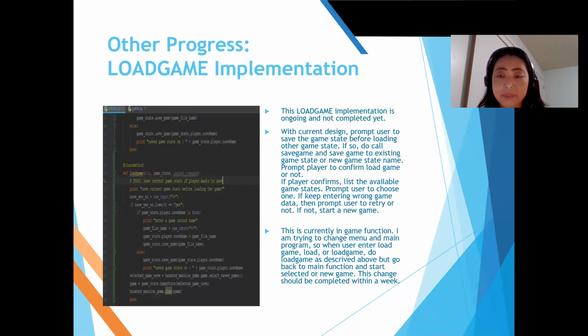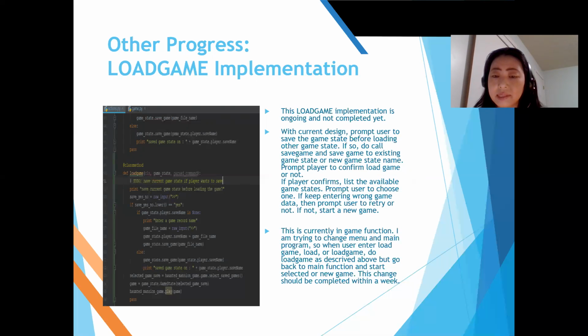With the current design, it prompts the user to save the game state before loading another game state. If so, it calls save game and saves to the existing game state or a new game state name. Then it prompts the player to confirm loading a game or not. If the player confirms, it lists the available game states and prompts the user to choose one. If the user keeps entering wrong game data, it prompts to retry or not. If not, start a new game.